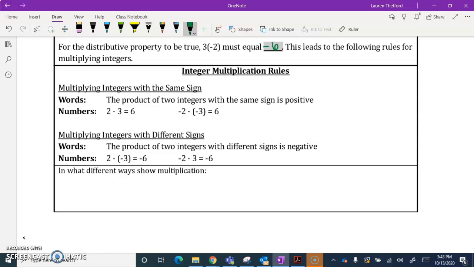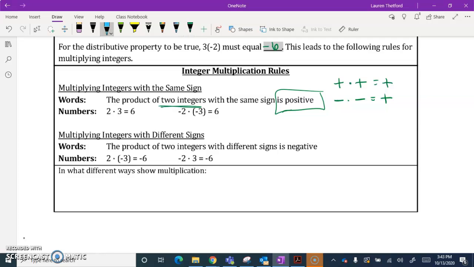And so this is saying that the product of two integers with the same sign is always positive. What I think about is a positive times a positive gives me a positive, and a negative times a negative gives me a positive. So they're same signs. Negative times a negative gives me positive. Positive times a positive still gives me a positive.